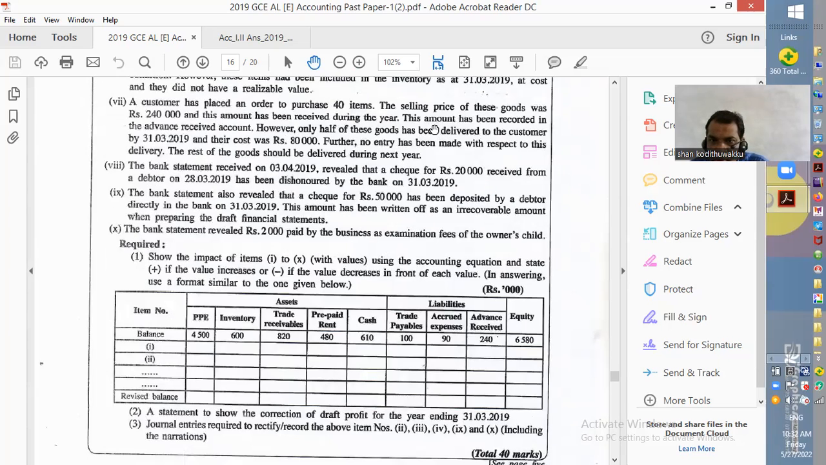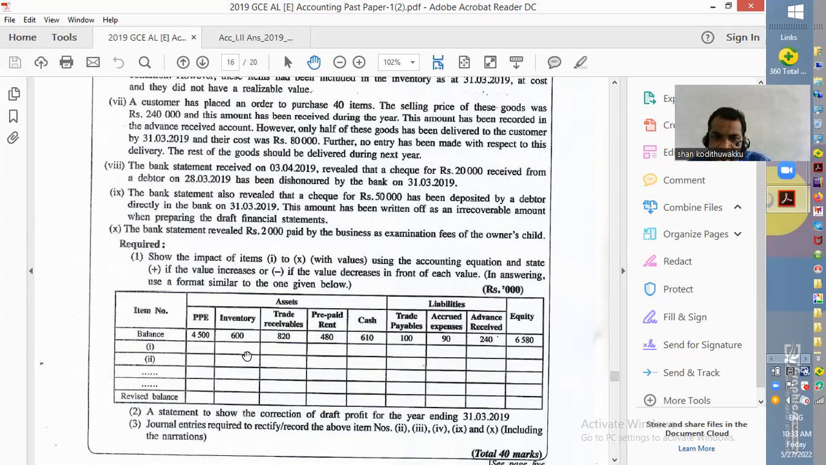Then the amount has been recorded in the advance received account. However, only half of these goods has been delivered to the customer by 31st March 2019, and the cost was 80. Even though they have paid 240,000 for the future sales, even though the business has got money, 240,000 for the future sales, still the business has delivered only half of that. That means half of 240 will be equal to 120. 120 worth of goods have been delivered to the customer, and their cost is 80.